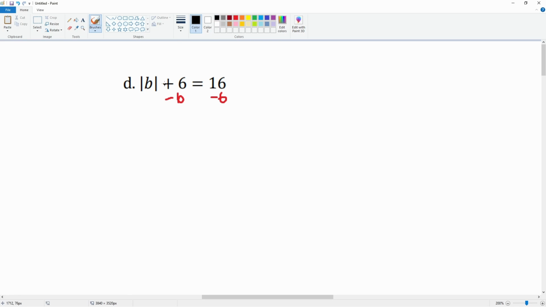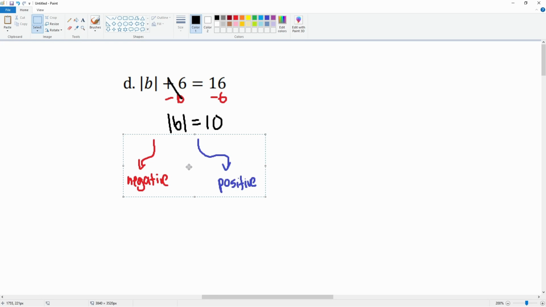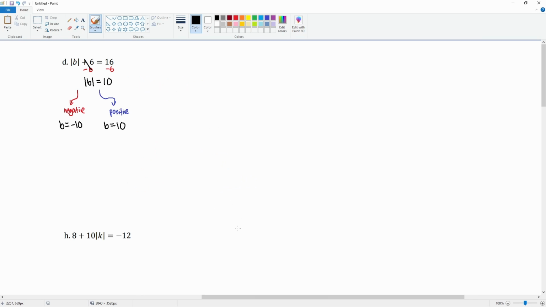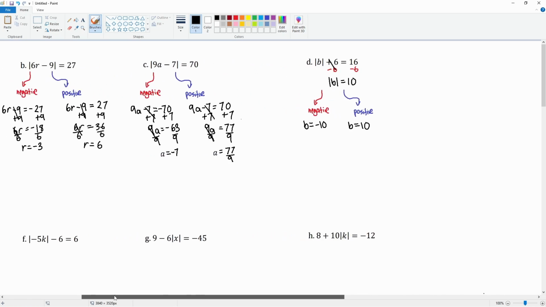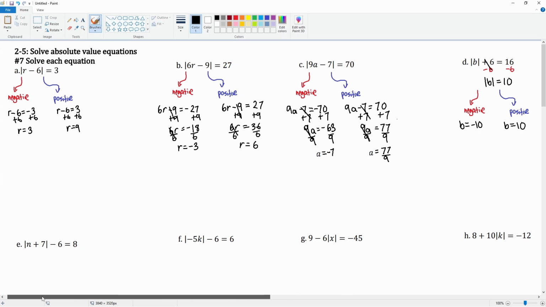This cancels. This gets you the absolute value of b is equal to 16 minus 6, which is 10. You see how the absolute value is by itself? Now you split it. The negative version would be b equals negative 10, and the positive version would be b equals 10. All right, that's how you do it. Okay, so there you go. That is the first part.